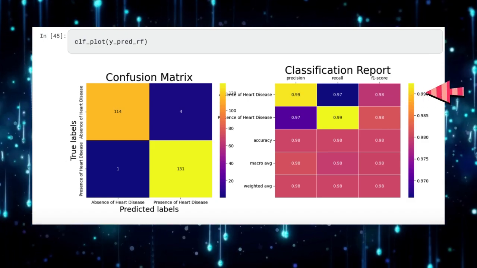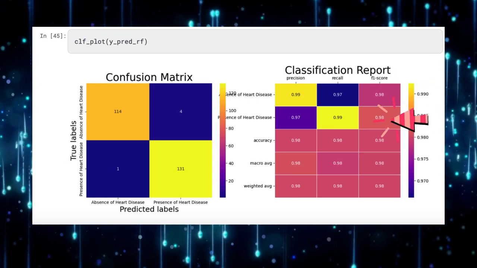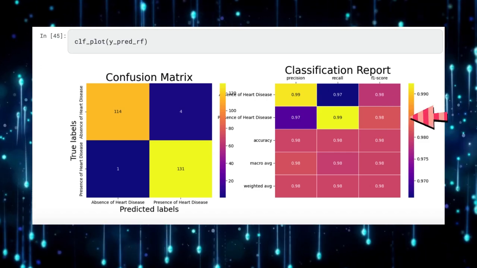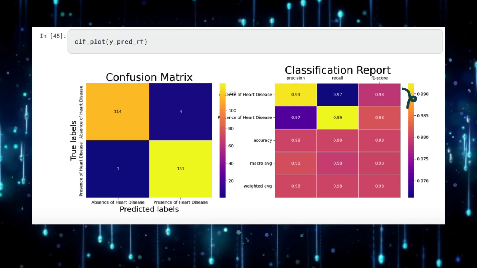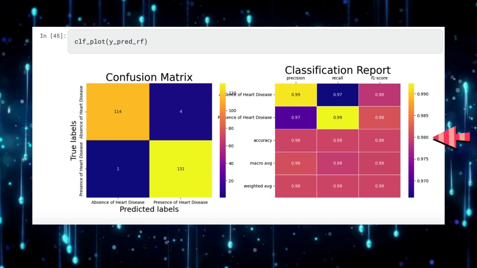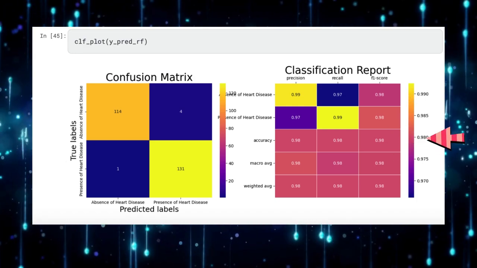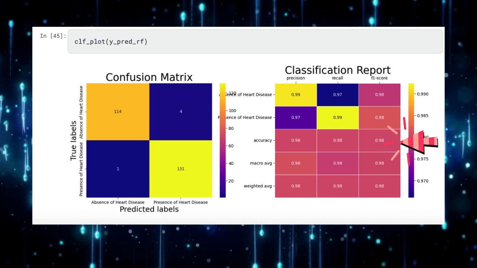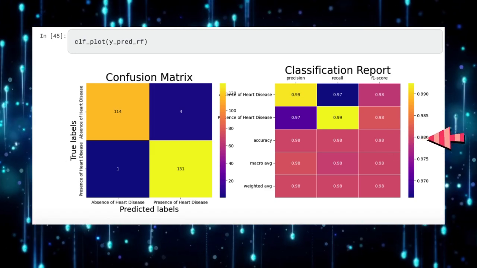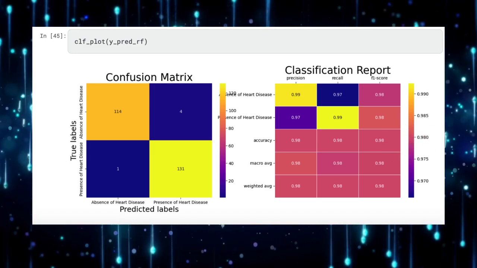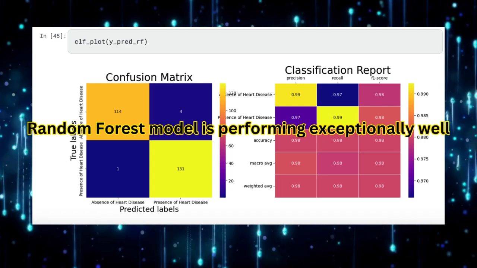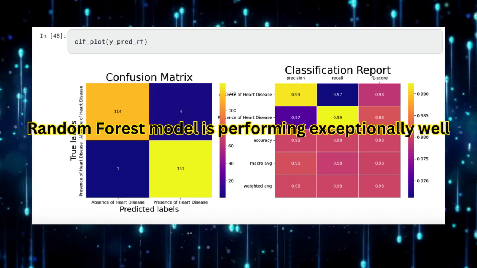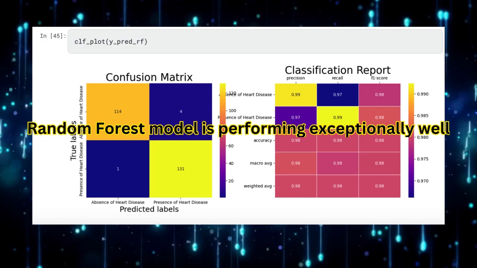F1 score. The F1 score, which balances precision and recall, is 0.98 for both presence of heart disease and absence of heart disease. Accuracy. Overall, our model has an accuracy of 0.98, meaning it correctly predicts 98% of the cases. Conclusion. So, the random forest model is performing exceptionally well, with high precision, recall, and accuracy, making it a reliable model for predicting heart disease.